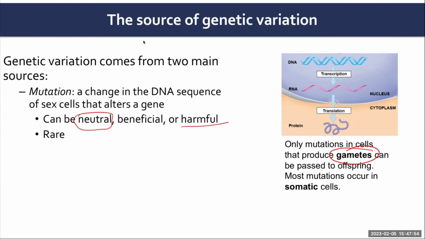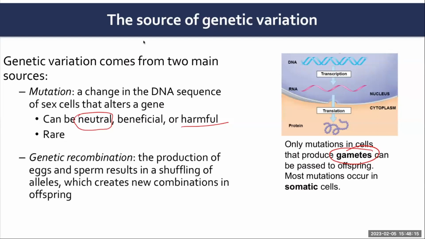So I might have a mutation in one of my skin cells as a result of UV exposure, and the underlying genetic sequence of that skin cell can be altered as a result of that mutation, but there is no mechanism for me to pass that on to offspring.